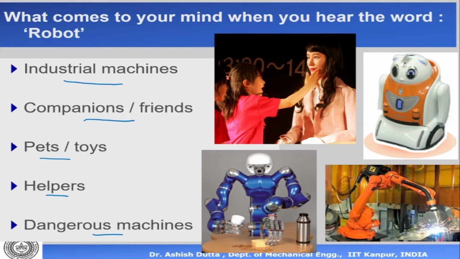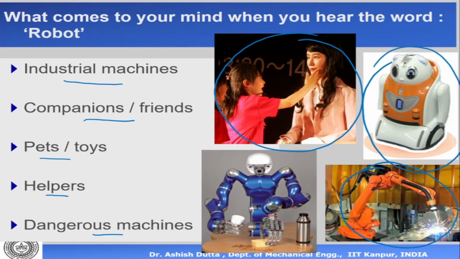So, depending on your educational background, depending on where you are from, depending on how many movies you see, you will basically have some idea, something will come to your mind. For example, here we have an industrial robot which is doing spot welding or spray painting. Now here is a service robot, a teacher robot which is used in teaching kids in kindergartens. Then we have pet robots that are shown here.